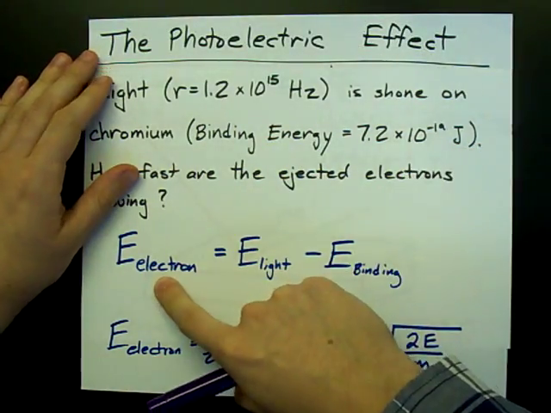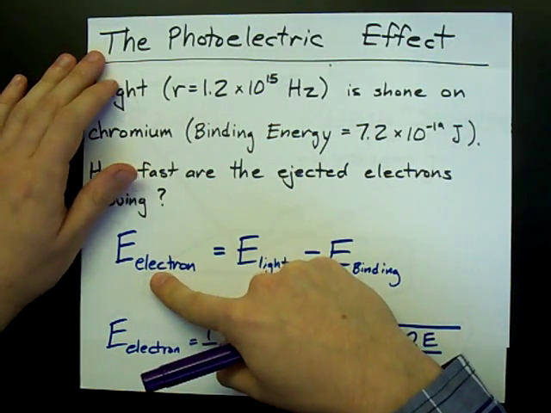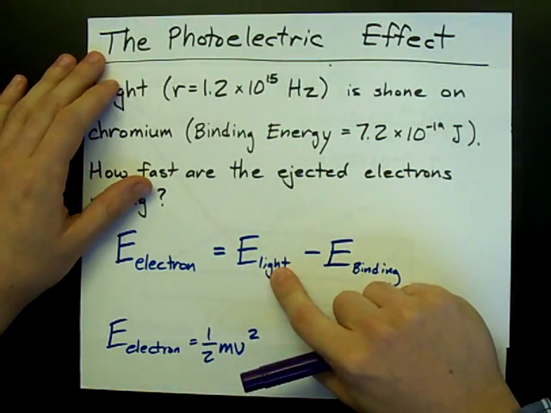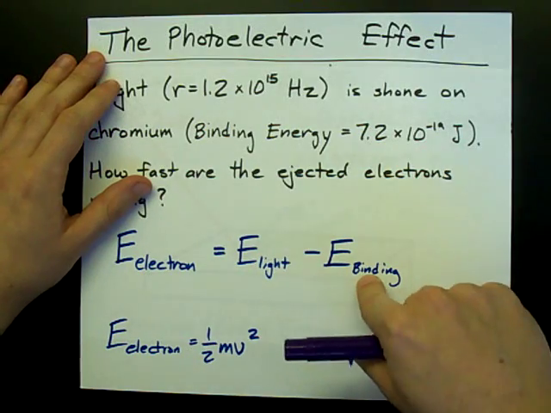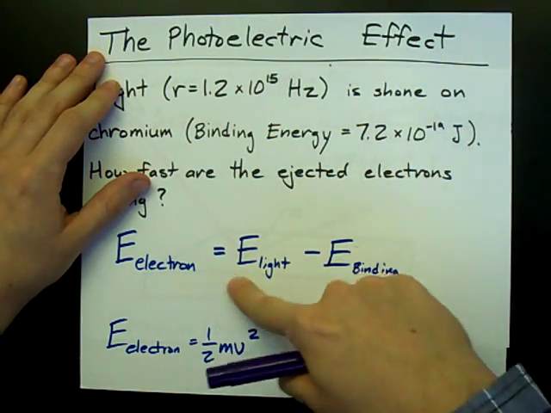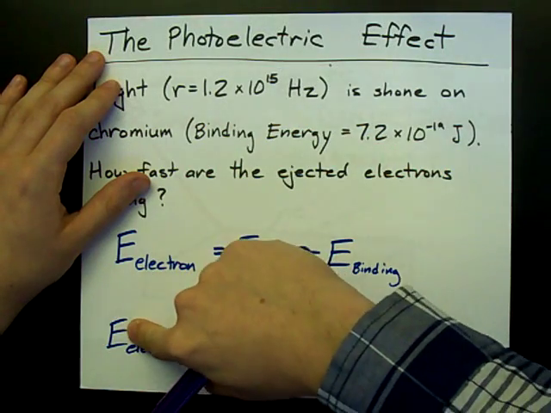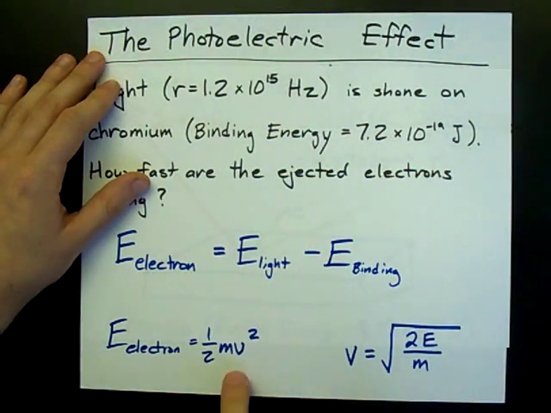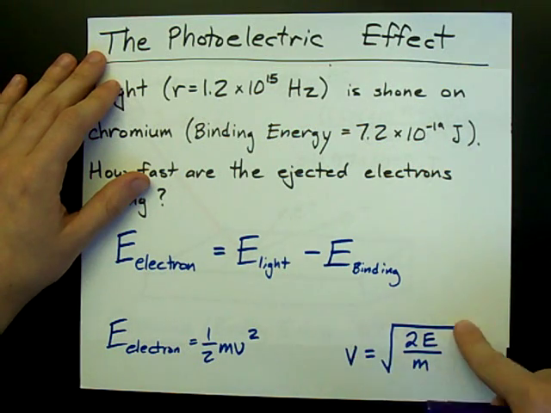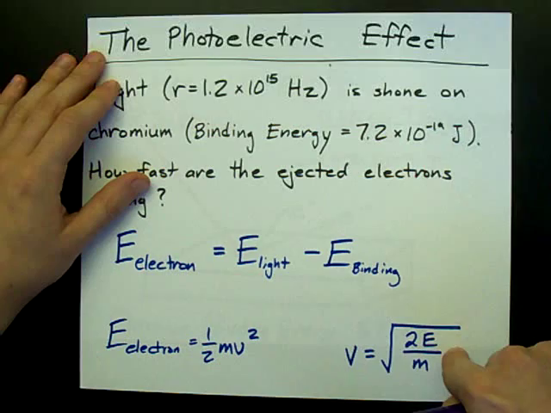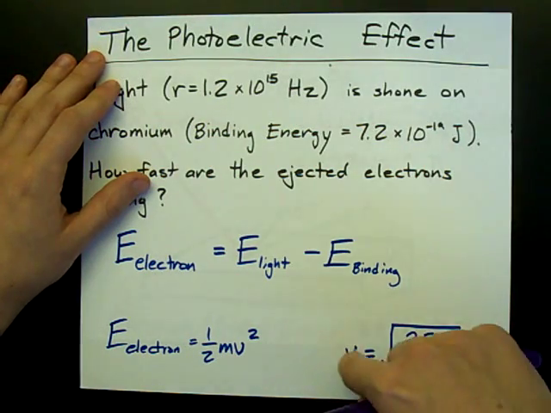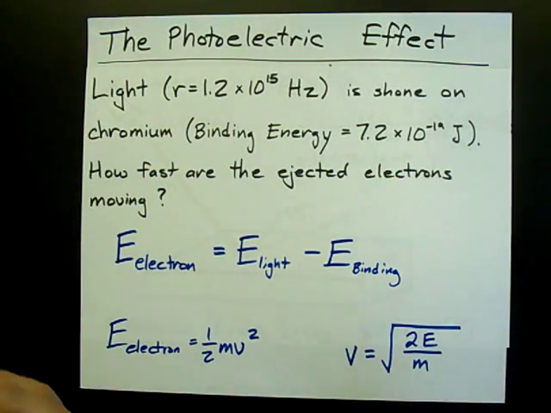So, the leftover energy of the electron is going to be the amount of energy in the photon less the binding energy. This shows that it's the amount of energy left over, and we can take that leftover energy and calculate the speed using the formula for kinetic energy, 1/2 mv squared. Now, I've rearranged that so that you can just plug in your energy and the mass of the electron to get the speed. But let me show you how we do this.